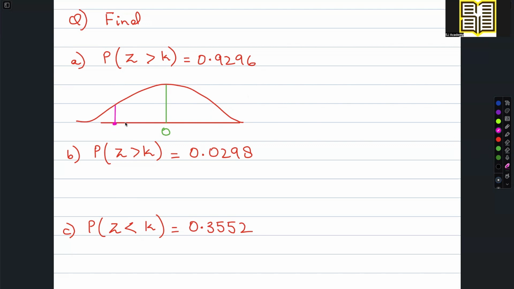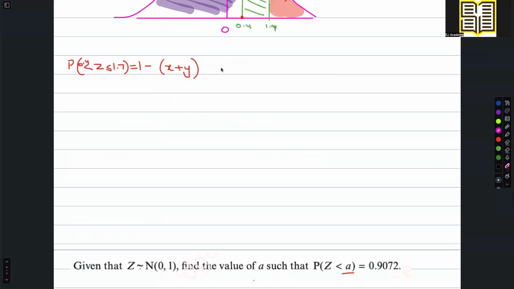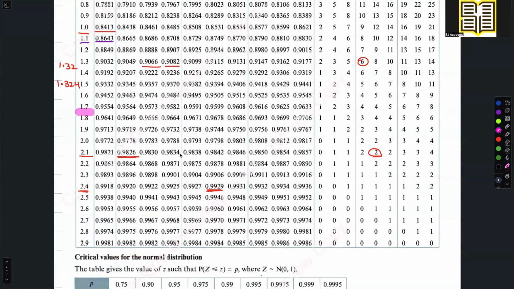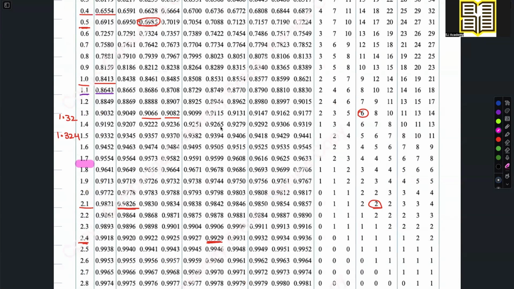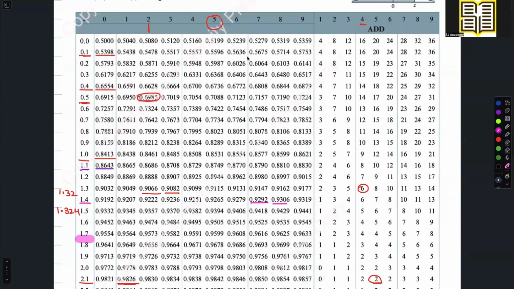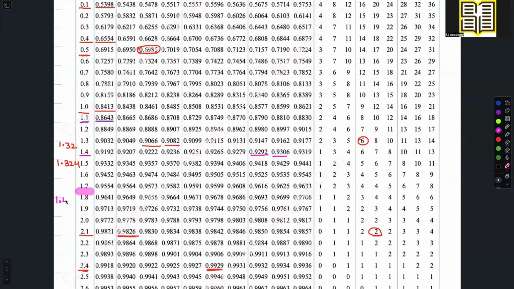Now we already know that towards the left, it is the negative area, which means that the z value will be negative. Now we'll go to the point in the table where the probability is 0.9296 or closest to 0.9296. So over here we have 9251, 9265, 9279, 9292, and then we have 0.9306. So this 0.9292 is closest to 0.9296, and the corresponding z value is 1.4 and 1.47. So we can note 1.47 over here.